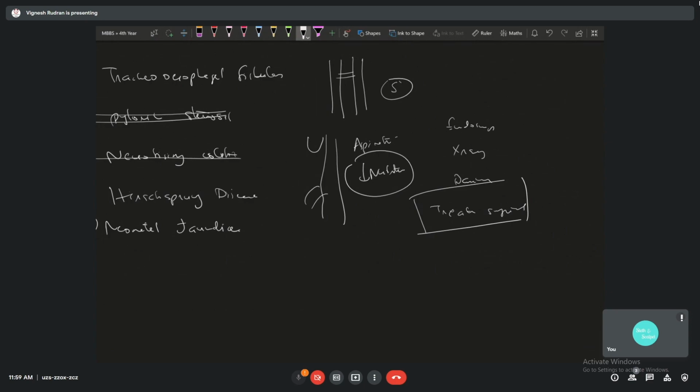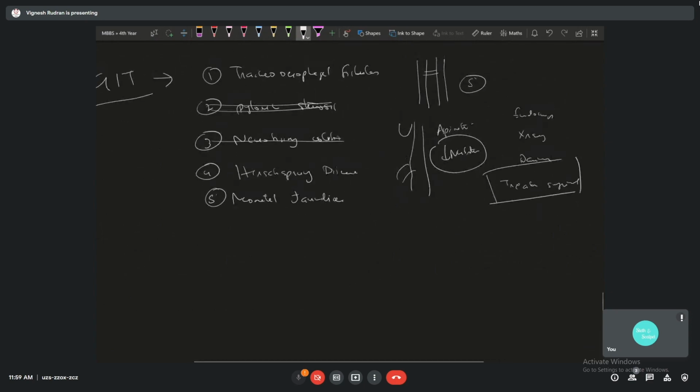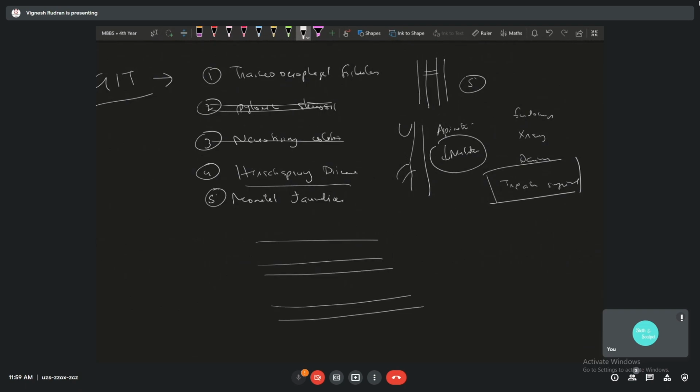Okay, so that's a tracheoesophageal fistula. And then Hirschsprung disease, you have the various layers of the abdomen, right? So this is your mucosa, this is your submucosa, this is your muscle, and this is usually your peritoneum area.